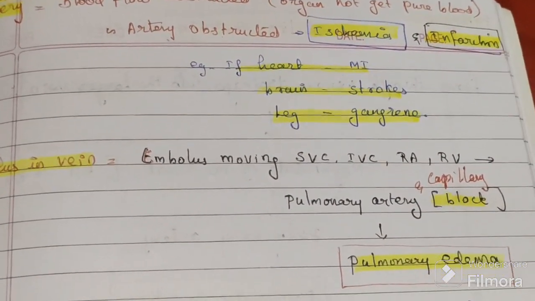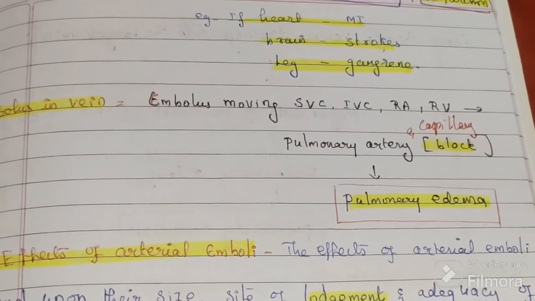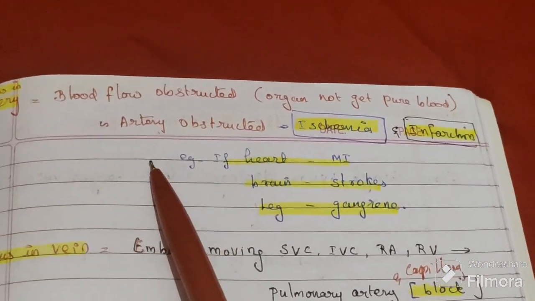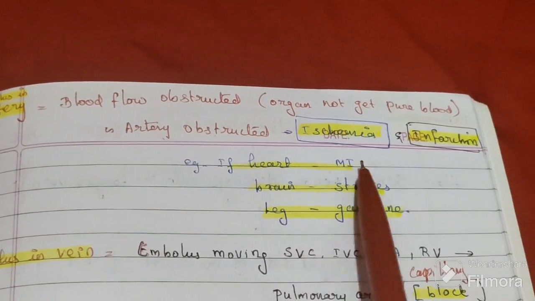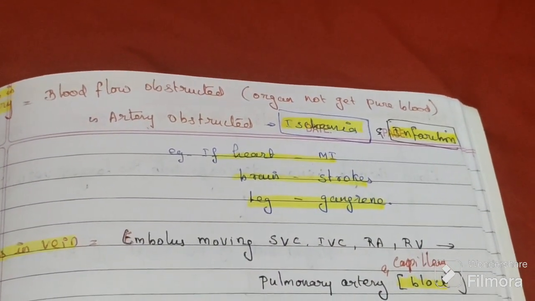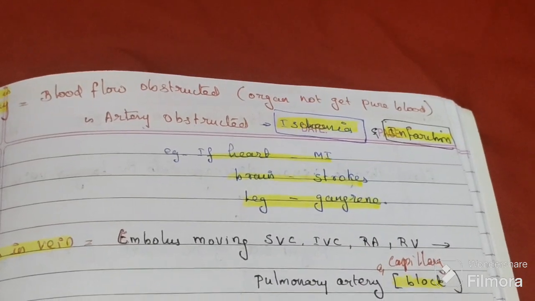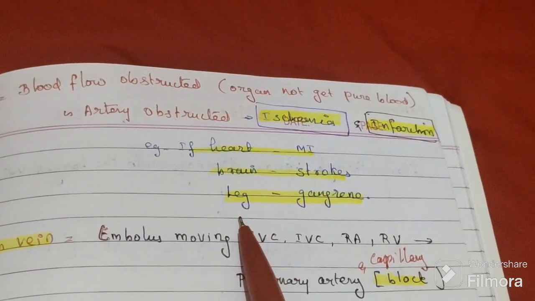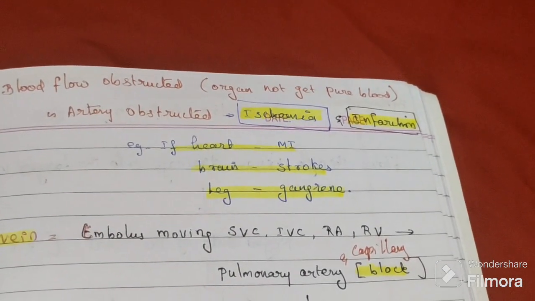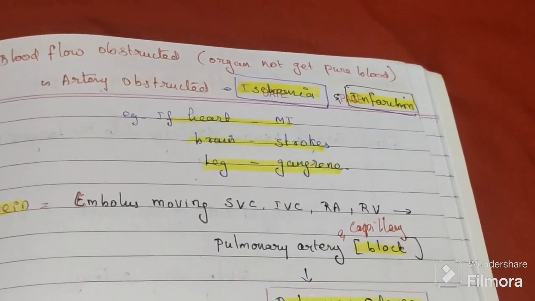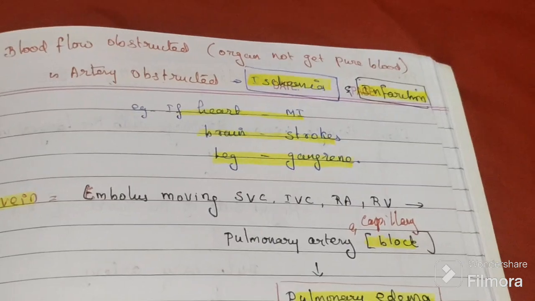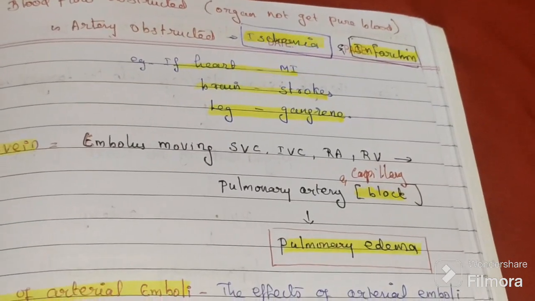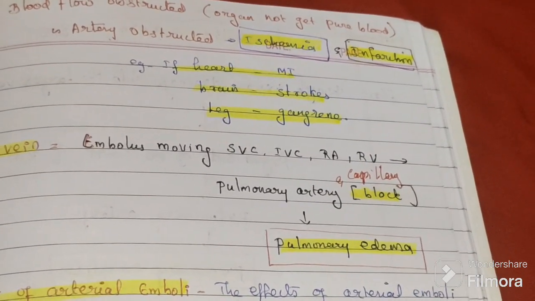So now we'll see the various types of embolus one by one. All arterial emboli lead to ischemia or infarction of that organ. If it is the limb, it causes gangrene; heart, MI; brain, stroke and death. Effect of venous embolism: obstruction of the pulmonary artery circulation, leading to pulmonary embolism. Venous emboli lead to pulmonary embolism.